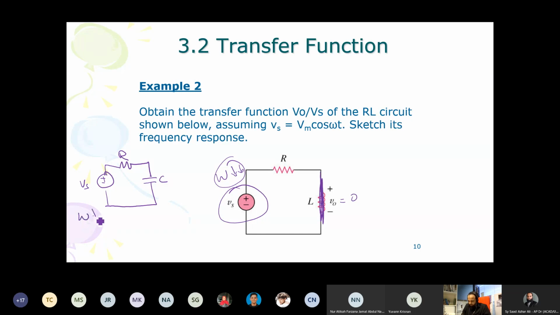For low frequencies, this was like an open circuit. This means that this voltage was appearing here. For low frequencies, it is 0. In this one, for high frequencies, the voltage was 0. Here for low frequencies, the voltage is 0.